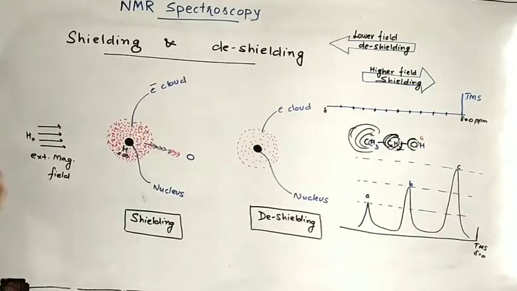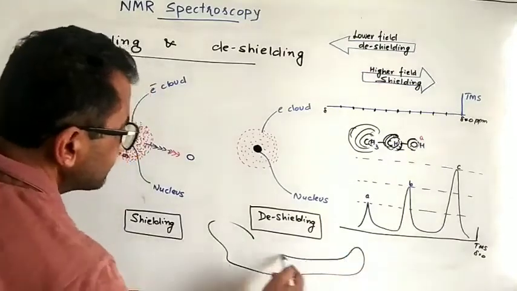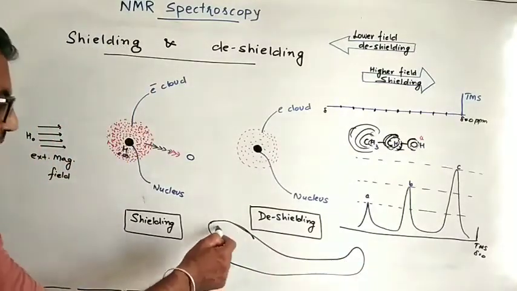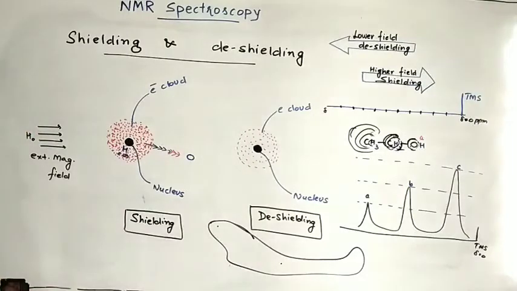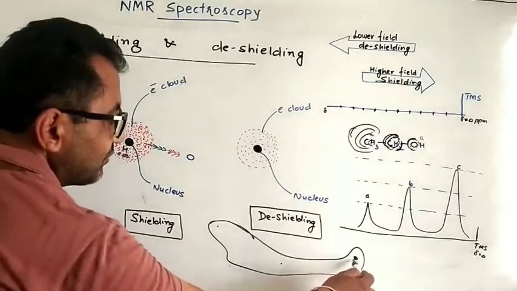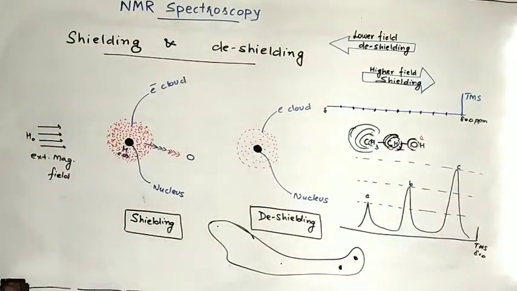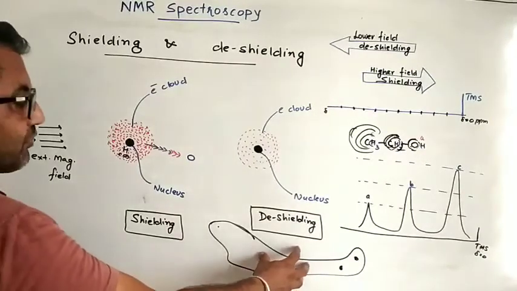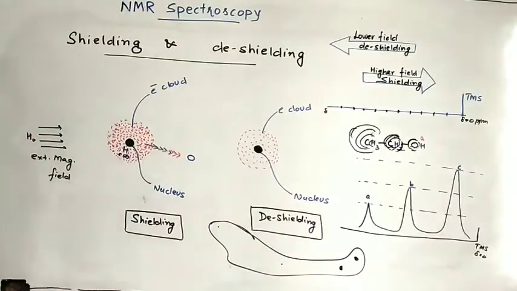Suppose this is the compound, it's a big compound. This part has a low electron density. There will be de-shielding. And here electron density is more, here electron density is more, so this part of the compound gets shielded, requires a strong magnetic field, meaning the peak will appear towards TMS. So in this way, all the protons present in the molecule have a different electron cloud around them. That makes their behavior different toward the external magnetic field. Otherwise, the external magnetic field strength is uniform.